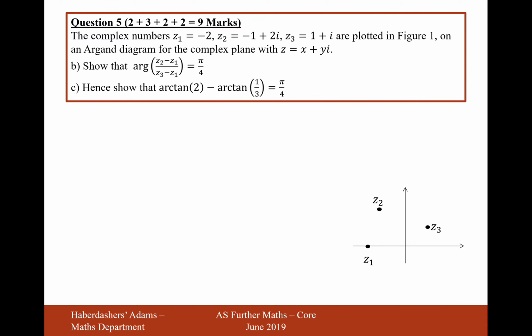Moving on to part B now, show that the argument of z2 minus z1 divided by z3 minus z1 equals pi by 4. Okay, let's get to proving that then. What z2 minus z1 means is that it will be the vector from z1 to z2, so it'll be that vector there. And z3 minus z1 will be this vector here, going from this one to this one. So what we basically need to show is that this angle here is a pi by 4 angle.